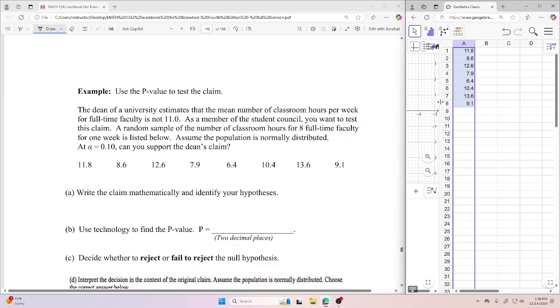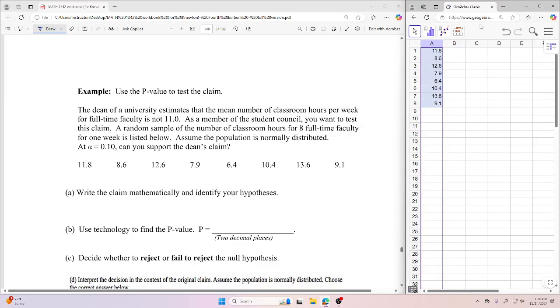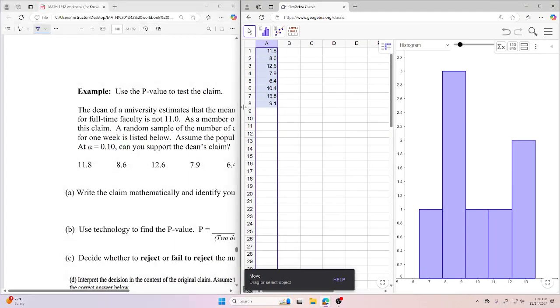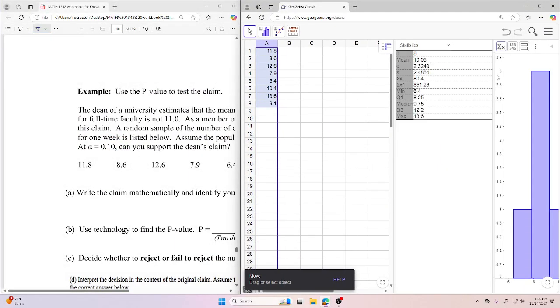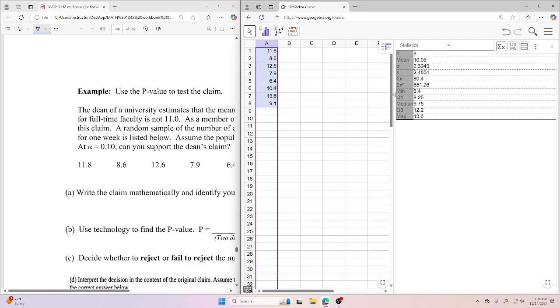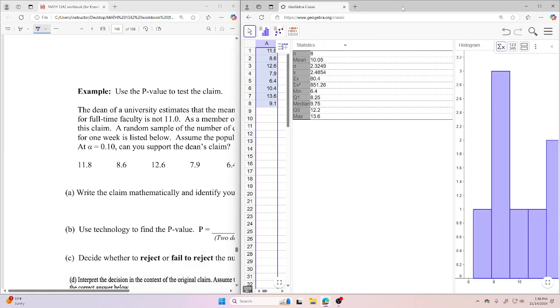So let me get my numbers. Where did my numbers go? Okay, there we go. That'll work for now. So what I could do is write down some of these numbers. There's the mean, there's the standard deviation. We can use some of these in GeoGebra on the other side.